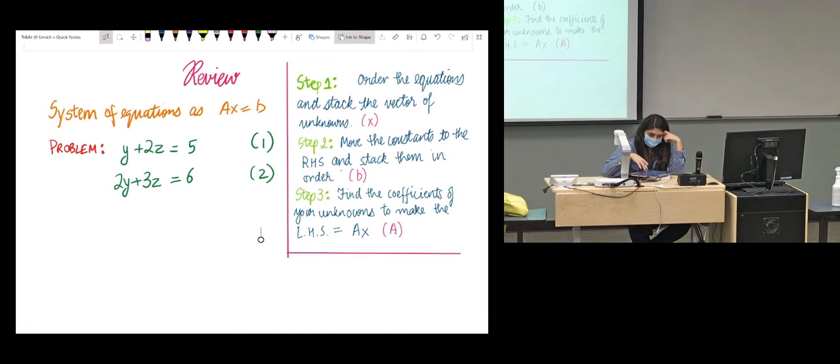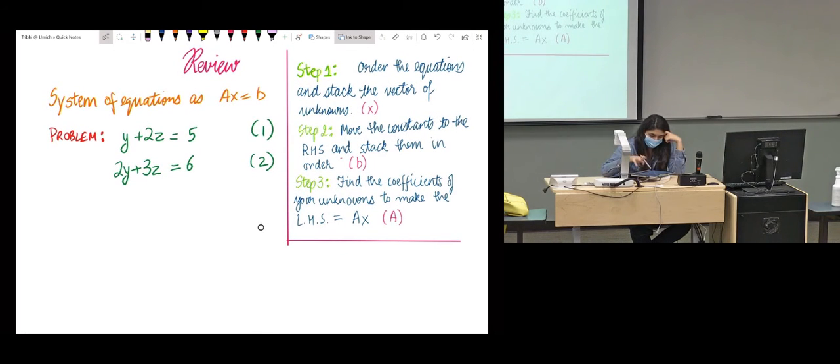Now the way to solve this problem is, first of all, we order our equations and we stack our vector of unknowns, which in this case is x. So the first thing, I get x is equal to, I'm going to put y and z. Mind you, we can have either of these things, but I'm choosing it to be this way.